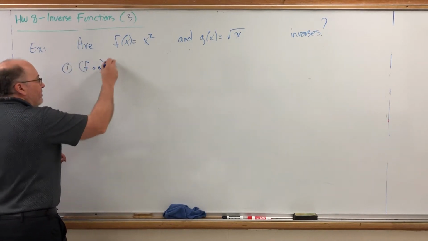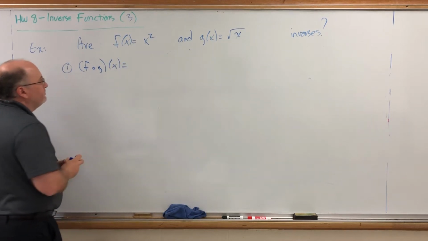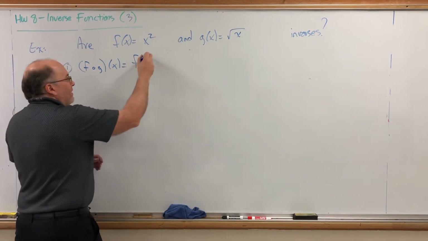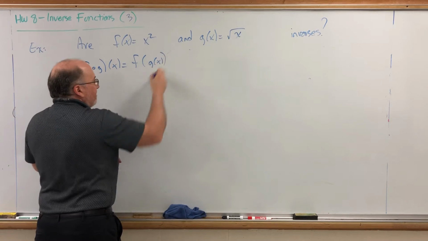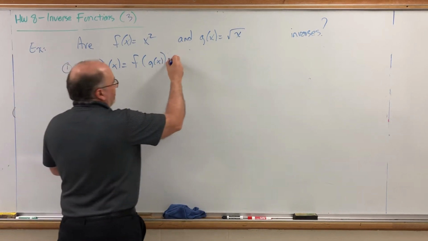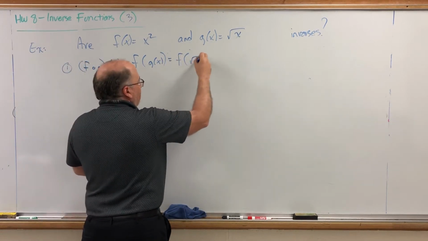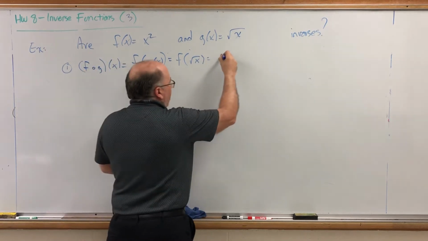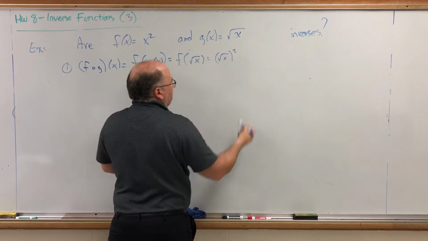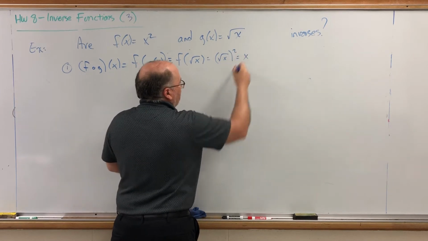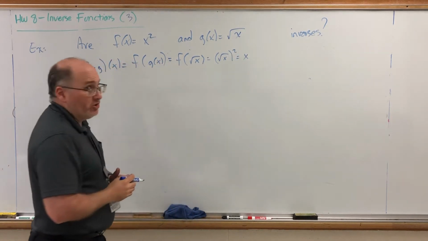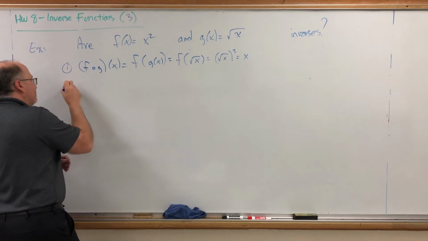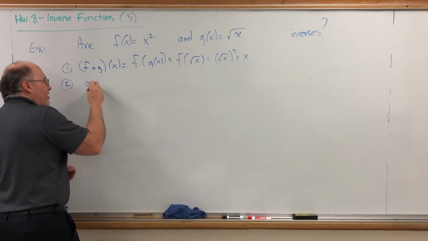f of g of x equals f of g of x. Replace the inside function, f of the square root of x. We're going to square the square root of x. The square and the square root cancel. Everything looks good. Let's try it the other way.